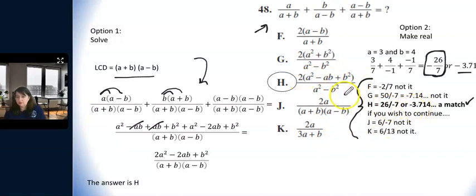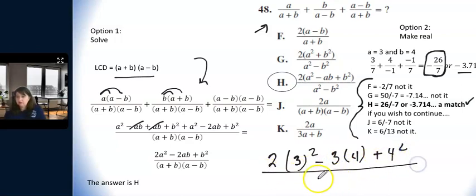On the other hand, when I put that in there and I used a 3 and a 4, I got 2 times, and in my case, I used 3 for A, so I go 3 squared minus 3 times 4 plus 4 squared all over 3 squared minus 4 squared. And when I plug that in my calculator, I end up getting this negative 3.714..., which is exactly what I wanted to get. So those are your two options.